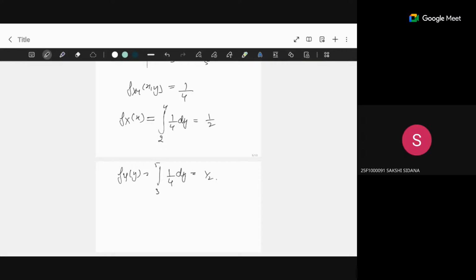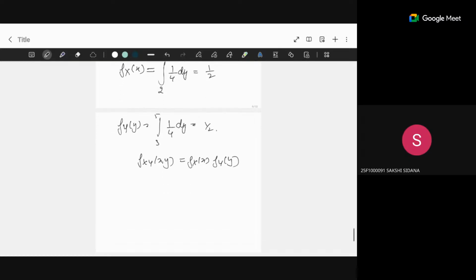So if you multiply these, I get 1 by 4. So my f of x,y is actually equal to f of x into f of y. Correct? So they are independent. Yes. Fine?